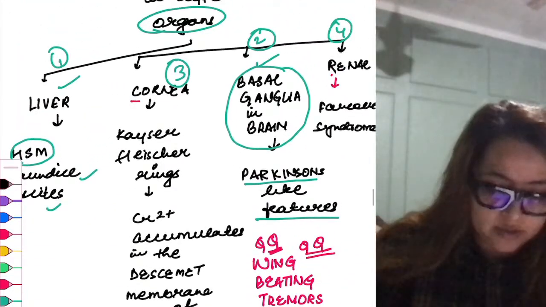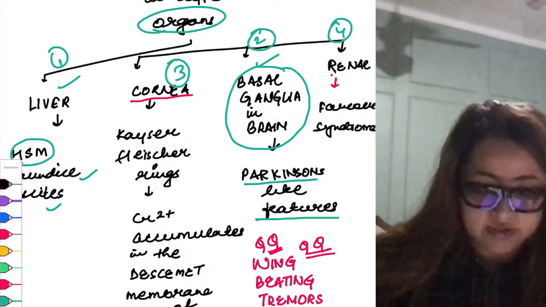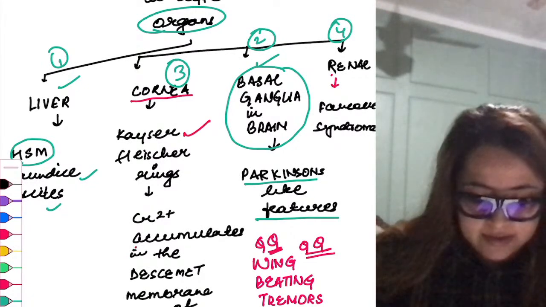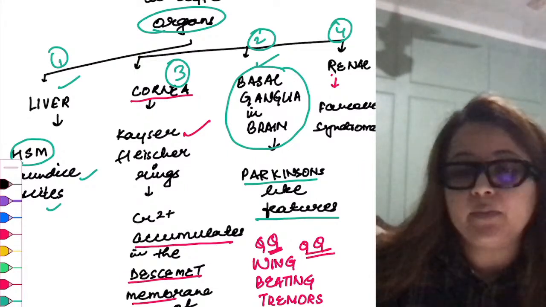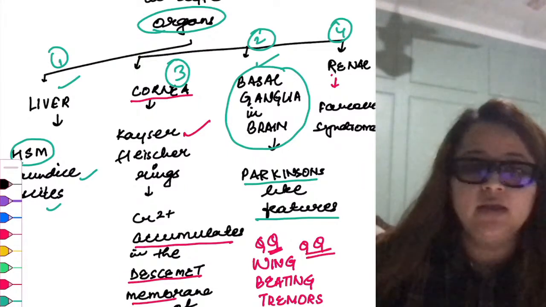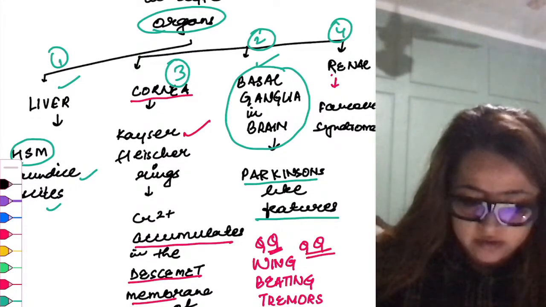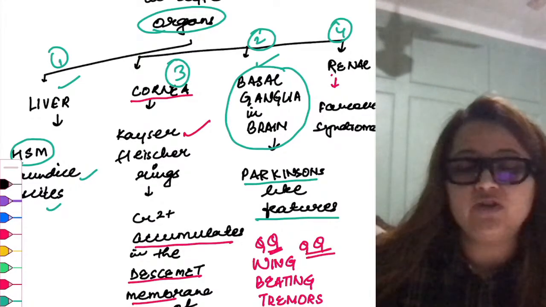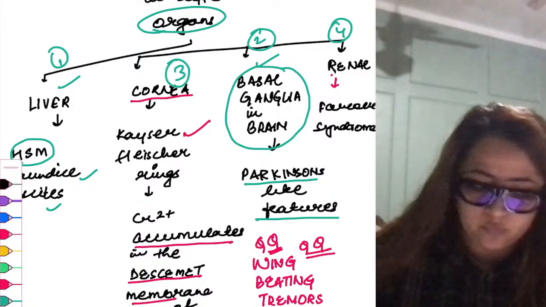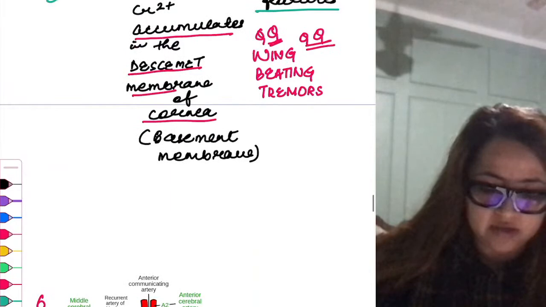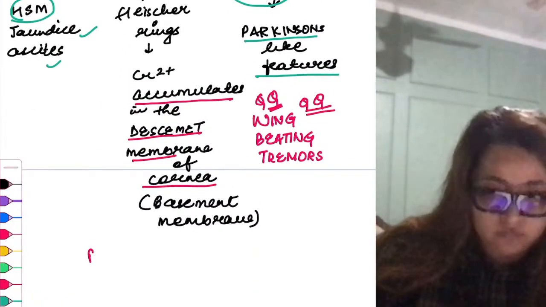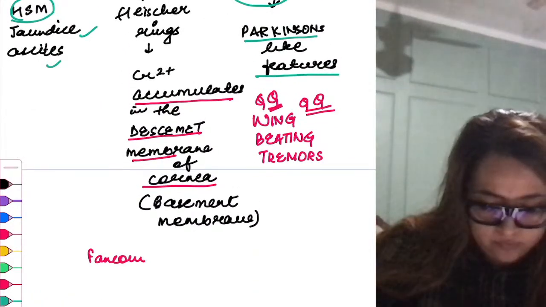Then talking about the cornea, I've already shown you the picture. So those are the Kessler rings. What are those? Copper accumulating in the Descemet membrane of the cornea, which is the basement membrane of the corneal endothelium. If copper is accumulating there, then it would show this Kessler ring, which is a brownish ring. All right, and in the kidneys, it will lead to Fanconi syndrome. So guys, what is this Fanconi syndrome?